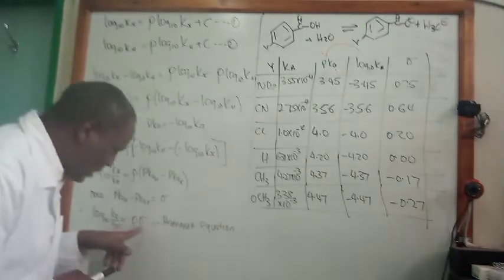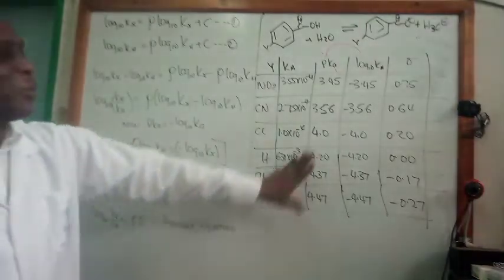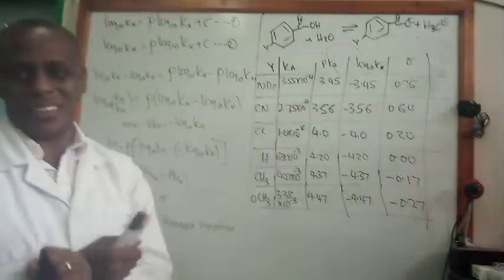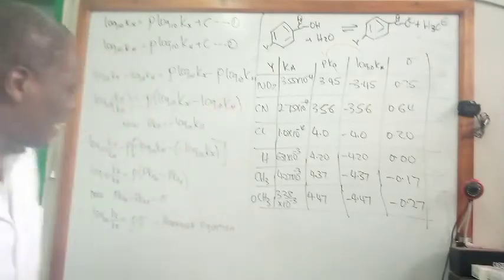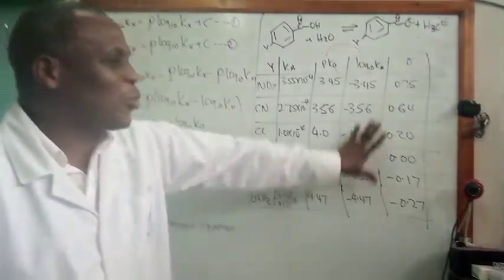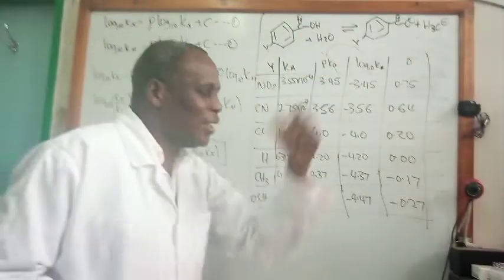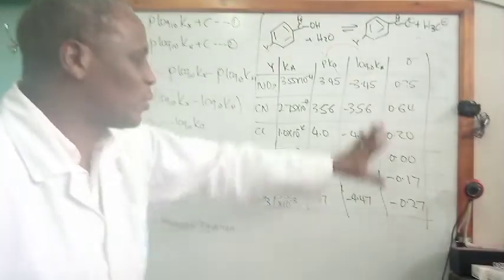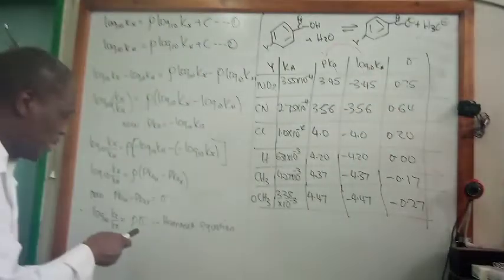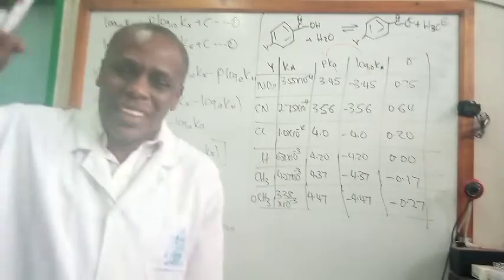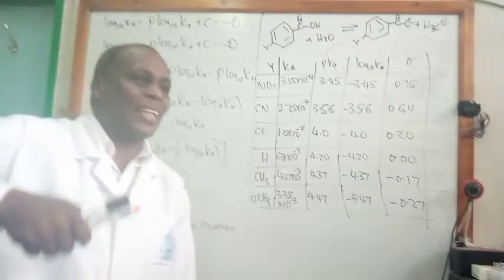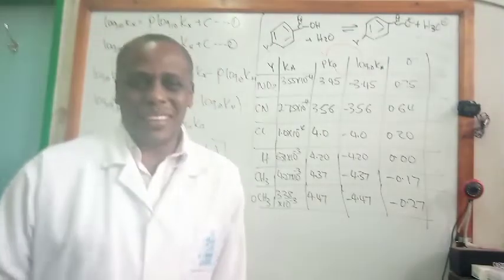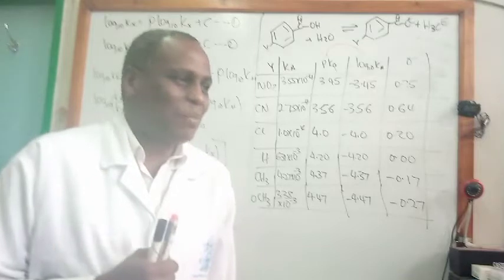So the sigma tells you something about the electron density of the groups attached to the benzene ring. And then later, once we are through with the information about the electron density of the groups attached to it, we'll see what the plot, what the gradient, tells you about the mechanism of the reaction.